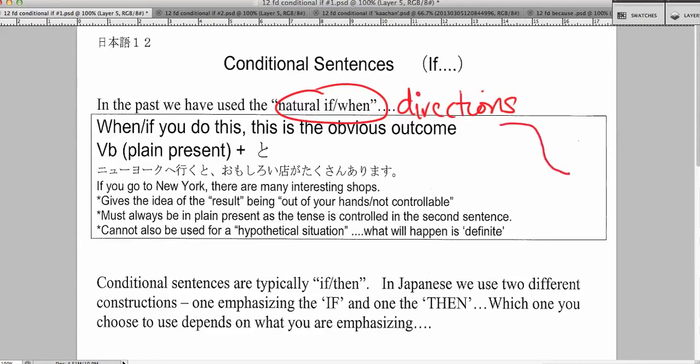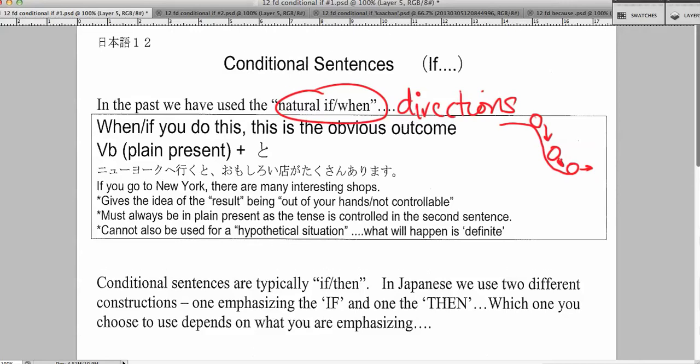I kind of think of it like a rock rolling down the mountain. When it starts, this is the actual thing that will happen. As it goes down the mountain, there's no stopping it once it occurs. Often we use it with when, like when you'll go to Robson Street, you'll see a lot of visitors, or if you go to New York, you're going to see a lot of shops. In other words, you can't avoid doing that if this situation is in place.